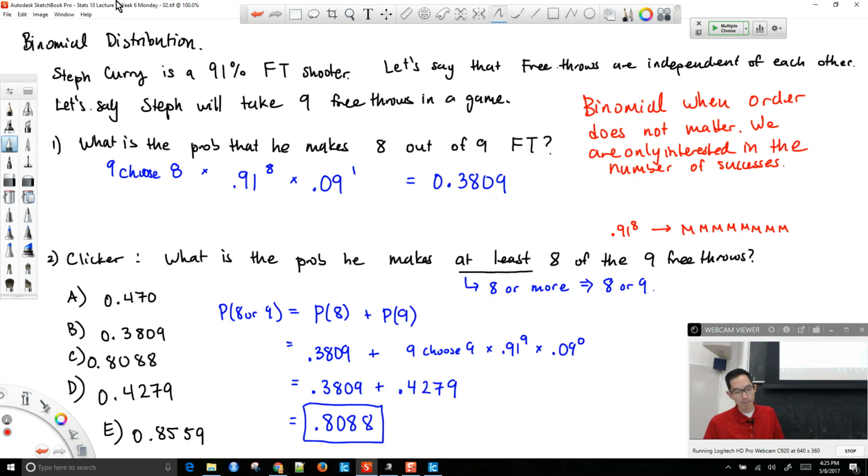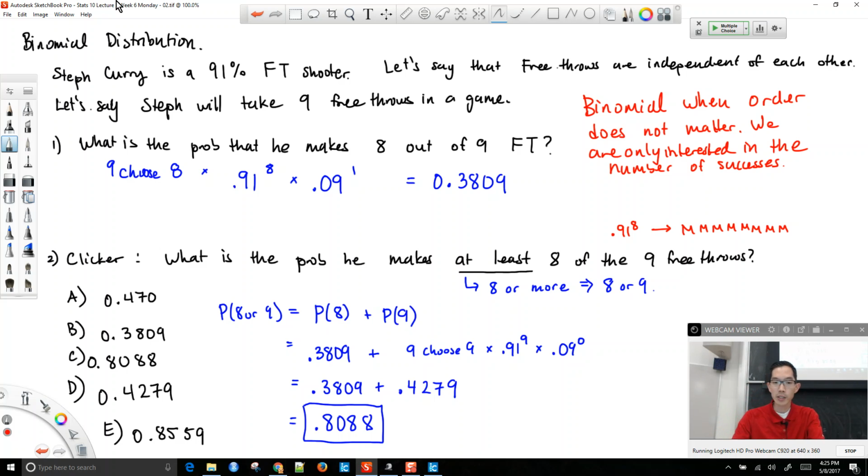So if you're only interested in how many times we make the basket, then that's going to be a binomial situation. If it asks what's the probability that we make the first 2, but miss the 3rd, and make the remaining ones, then that's not a binomial problem. That one, you have to have the exact sequence of events. So it's not binomial if the exact sequence of events matters. All right. Any questions on this?